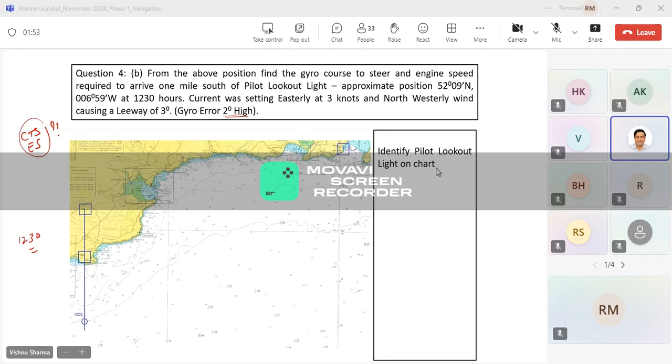Gyro 2 degrees high. Now, guys, what all do we know in this case? Can you help me in identifying which are the elements we do know?